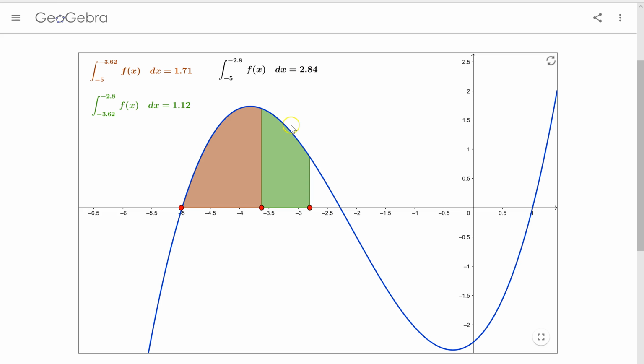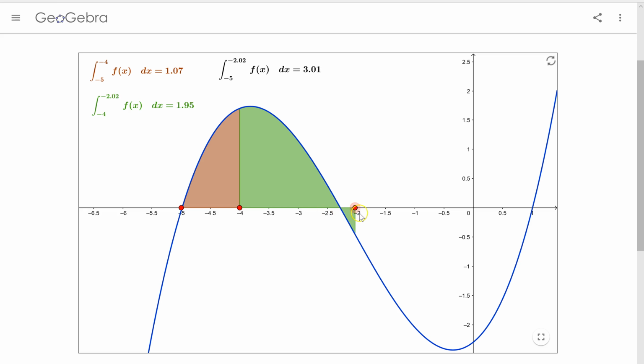total value of 2.84, and it doesn't matter where I break the shape up. So if I shift this, then the two sections are two separate integrals, but if you notice that the total is always 2.84. Now, while we've got this up, we could then also have a look at the positive and negative aspect of this curve.